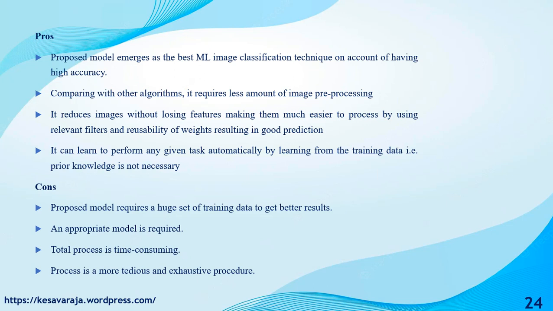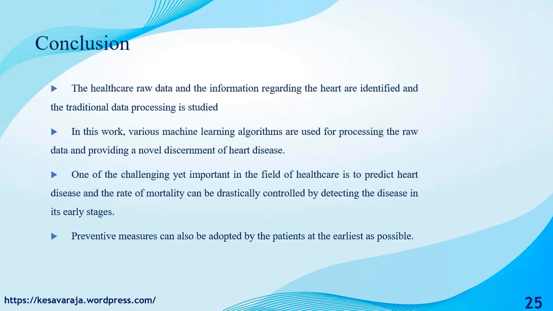The major advantage of this heart disease prediction is that the proposed model emerges as the best ML model compared with other algorithms, and provides less processing. Without losing data, you can directly take a data set. It can perform the task in an automatic manner. The proposed model requires huge training, that's a drawback. Time consumption is a little bit tedious. These are some of the advantages and drawbacks.